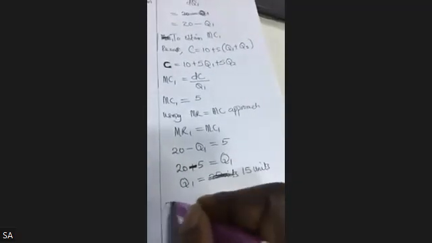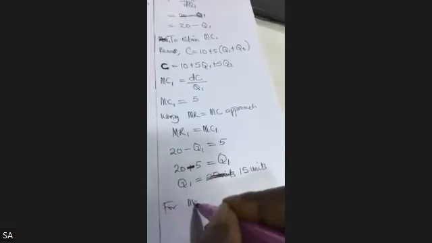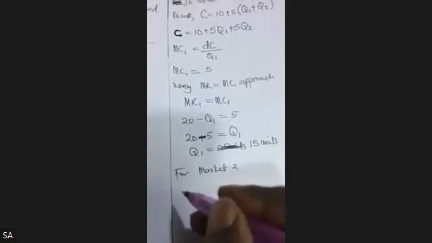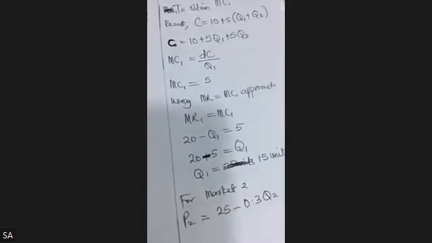Let's say for market 2, you come here. You know that our P2 is 25 minus 0.3 Q2. Please pay close attention to this. So what do we do, class?